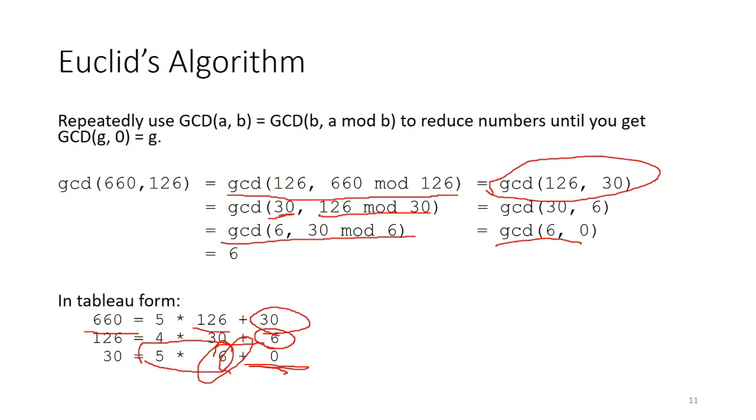660, we have 126, and the remainder will be 30. We can write down this number using 30 again, and the remainder will be 6. Here we can make this 30 using this remainder, and the last remainder is 0. That means the GCD is 6.